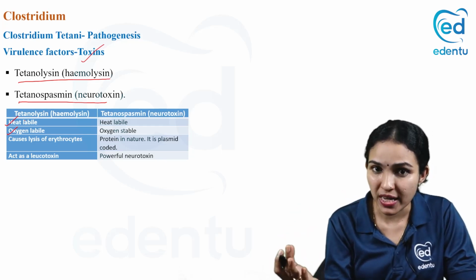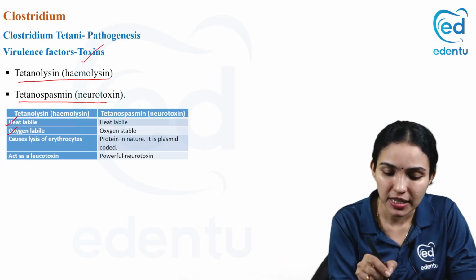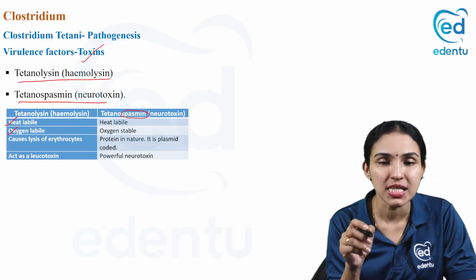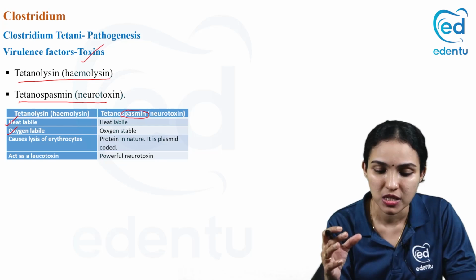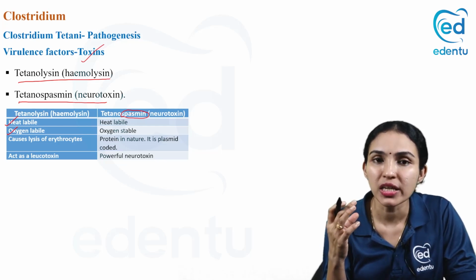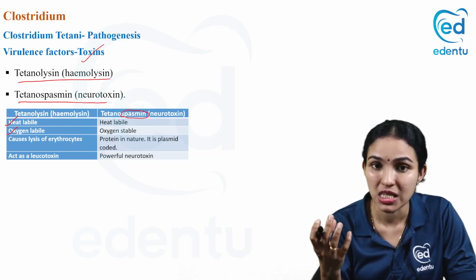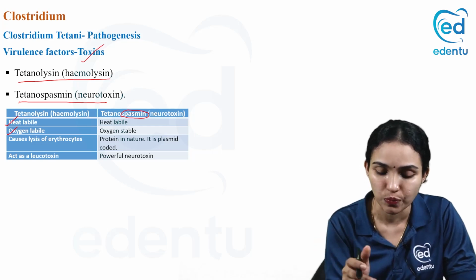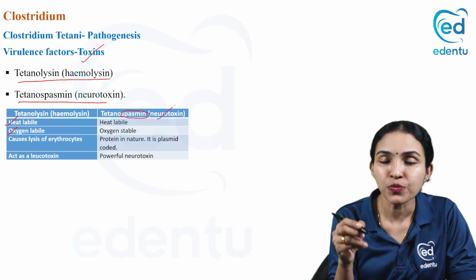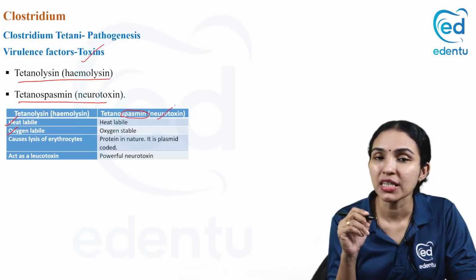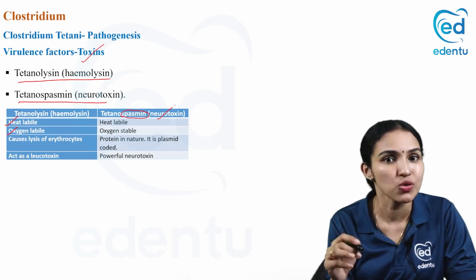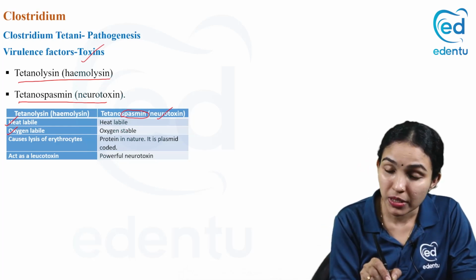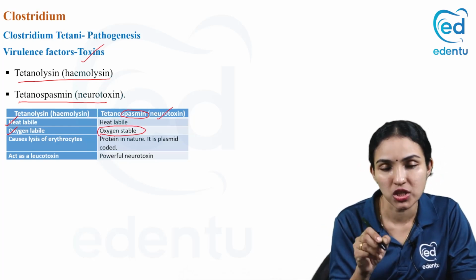Whereas tetanospasmin, the word itself indicates spasm. Tetanus is a disease which produces a lot of spasms. It is a neurotoxin. How can a particular thing cause muscle spasm? It has to involve the nervous system. So it is a neurotoxin. Spasmin is comparatively a stable toxin. It is S, so it is more stable, and it is stable to what? It is stable to oxygen.